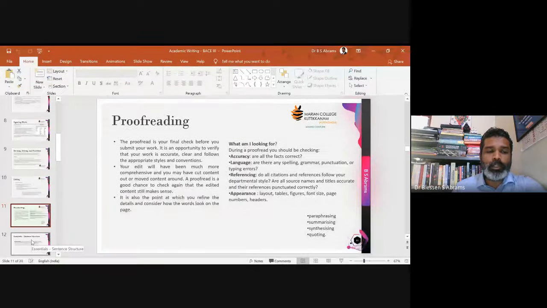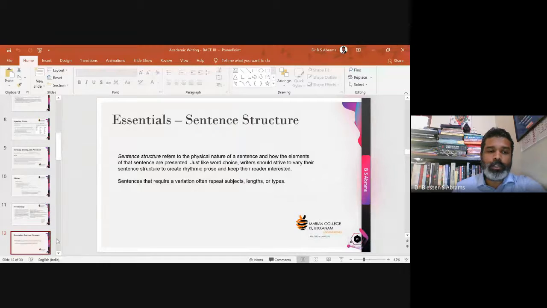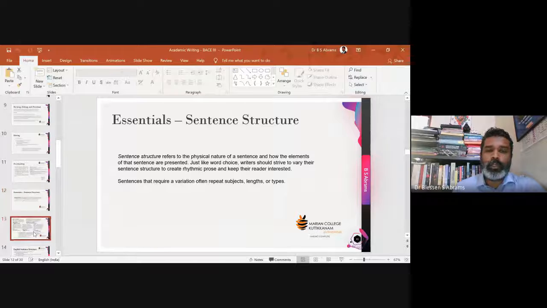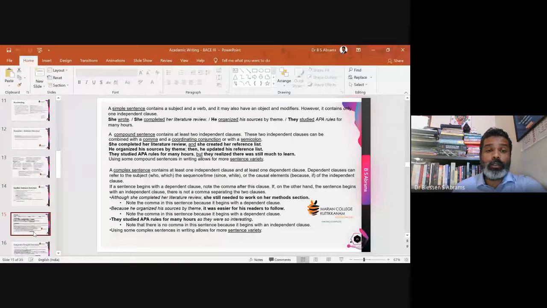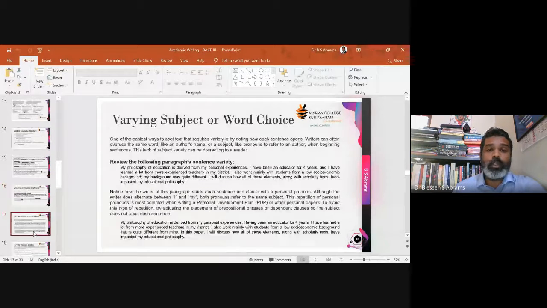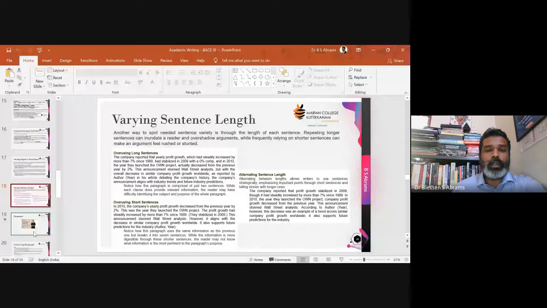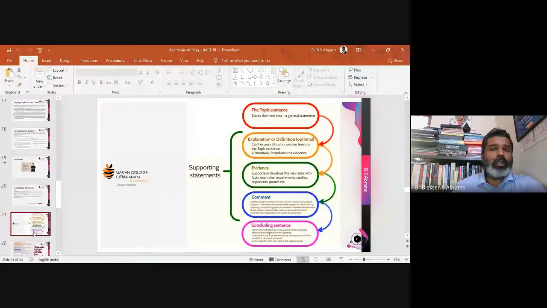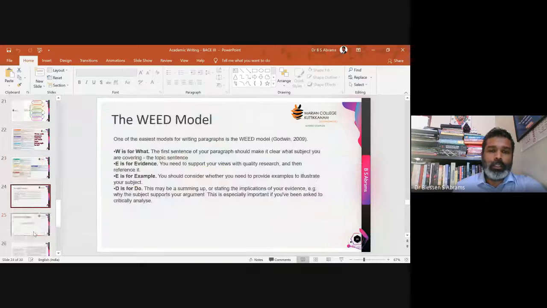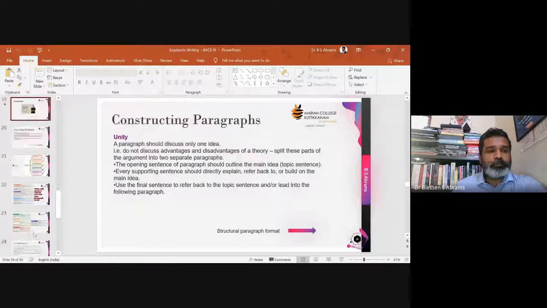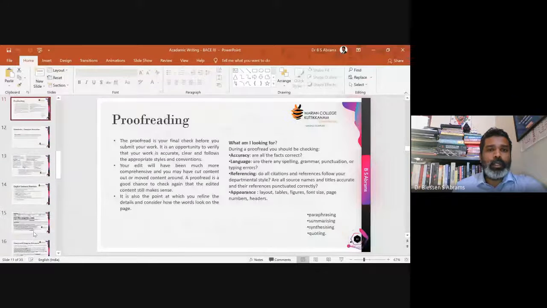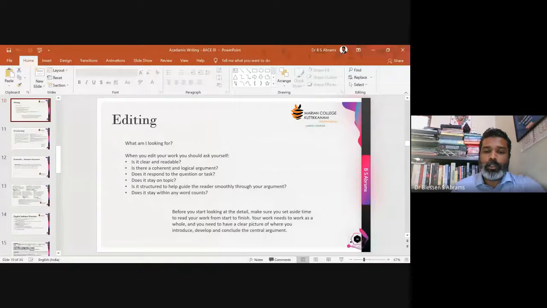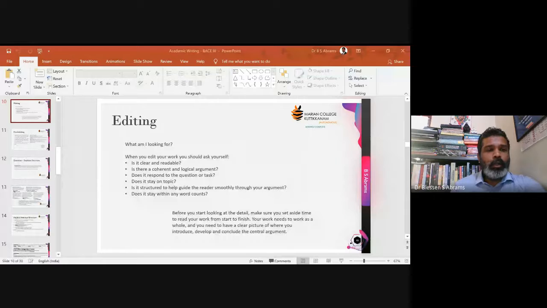For the next session, we will deal with the essentials of sentence structure, a bit of understanding of the different kinds of sentences: simple, compound, complex sentences, the different structures, then the different lengths of sentences, and constructing paragraphs, the different kinds, to go into the depth of analysis of a paragraph of the essay. We will deal with it in the next session. And with proofreading, editing, and revising, we are going to stop this session for you to revise it, for you to understand more about it at a later stage.